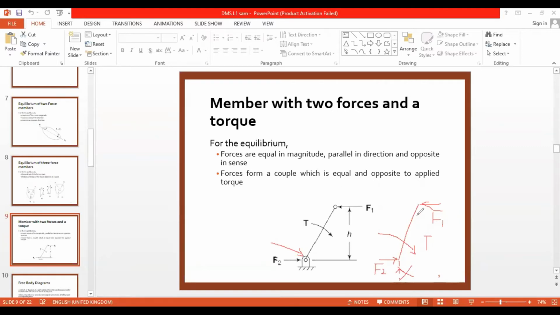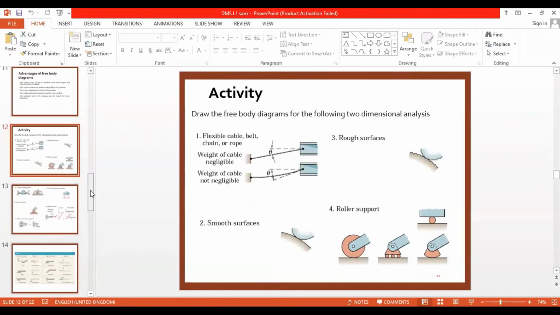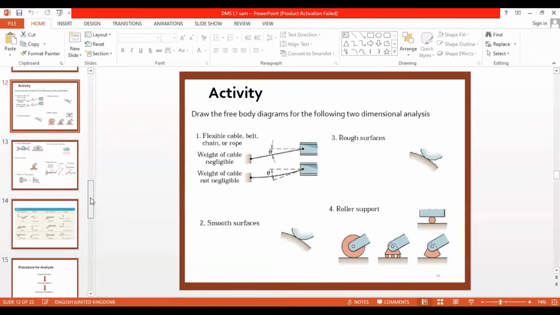Free body, by the name, means the body free from all these joints and supports. So we take that body alone and mention all the forces in order to find the solution. This is what is meant by free bodies. Here we have an activity: draw the free body diagrams for the following two-dimensional analysis.